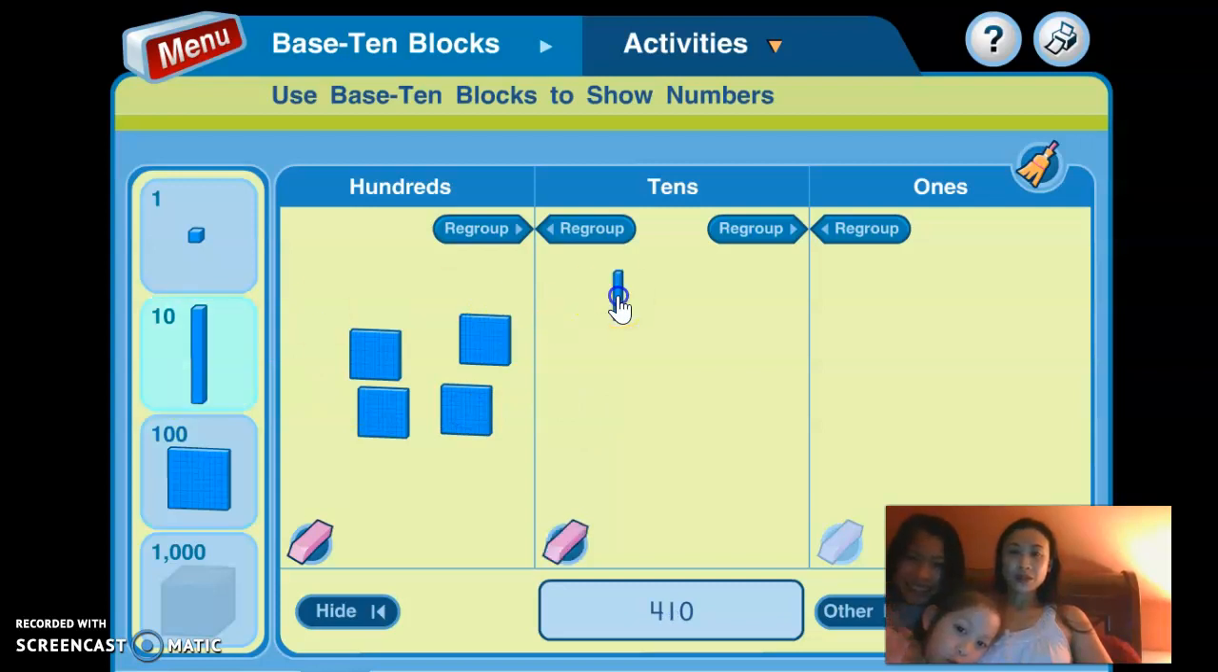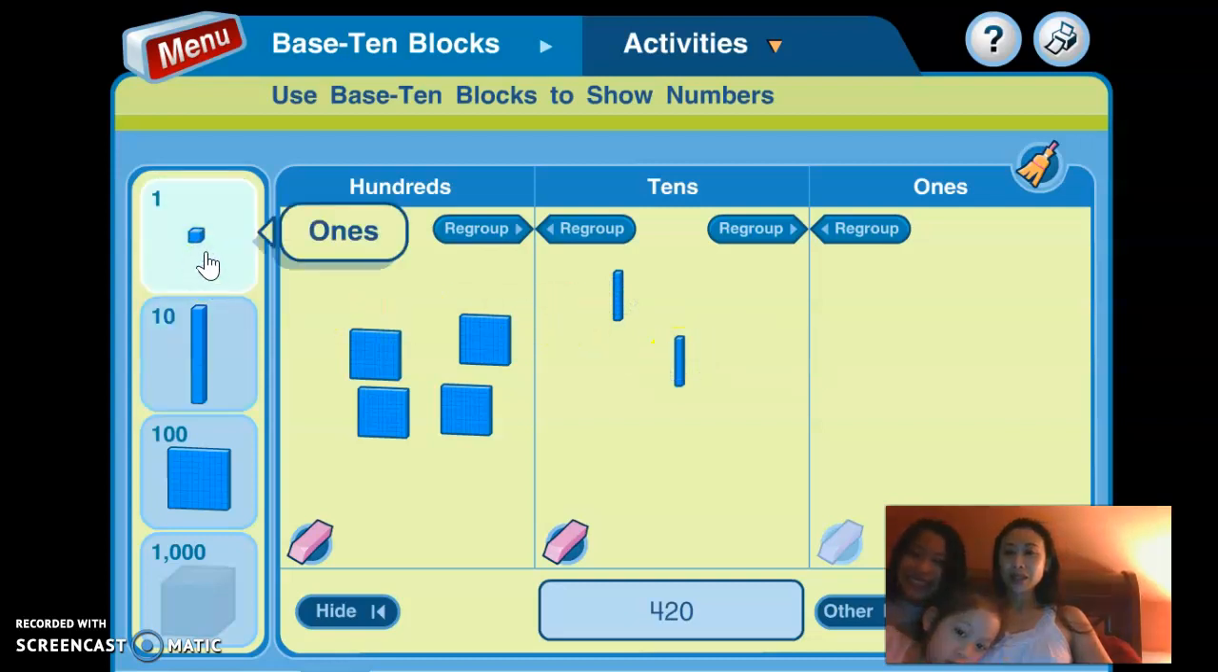2. So 2 tens. Okay, how many ones do you want? These are ones. 1, 2, 3, 4, 5, 6, 7, 8, 9. Which one? 1, 2, 3, 4, 5. Okay, let's line it up.